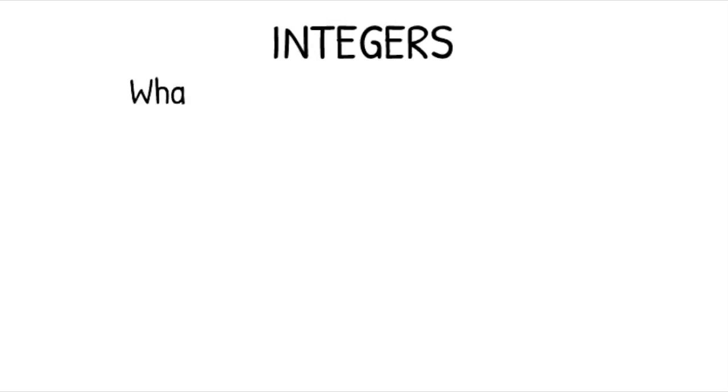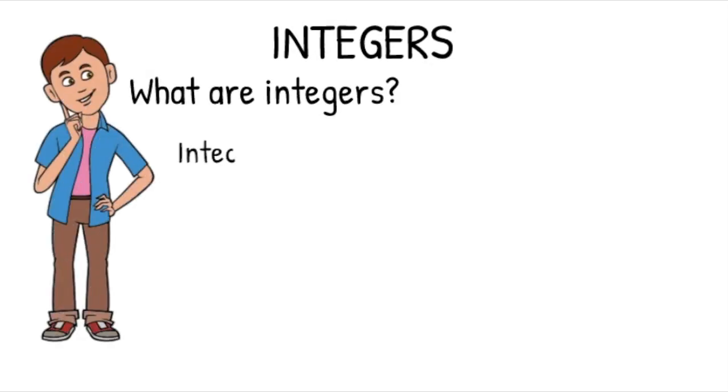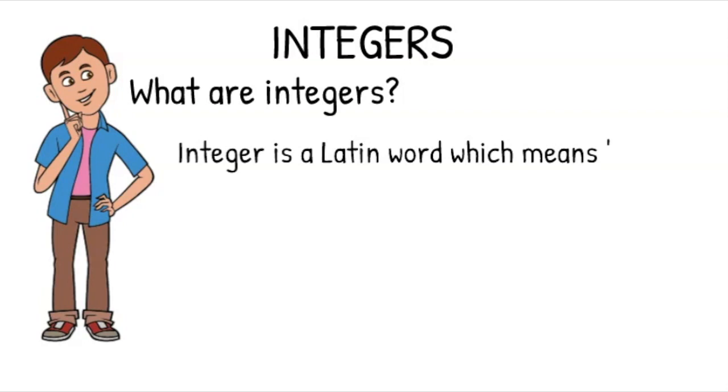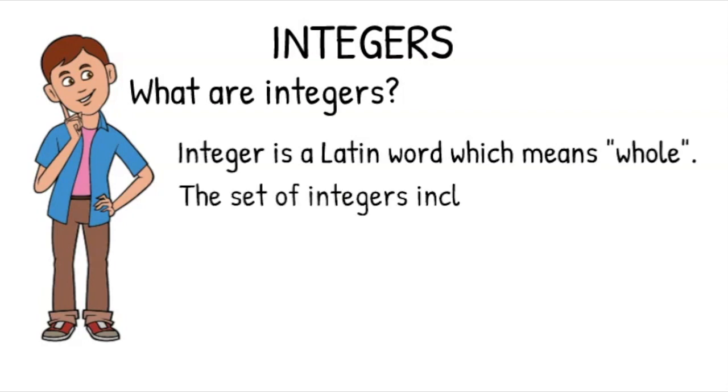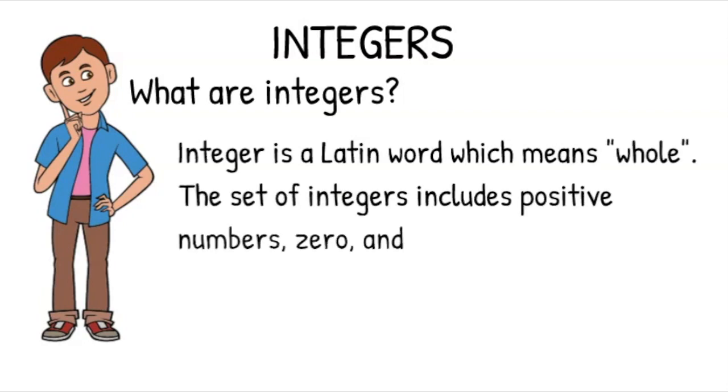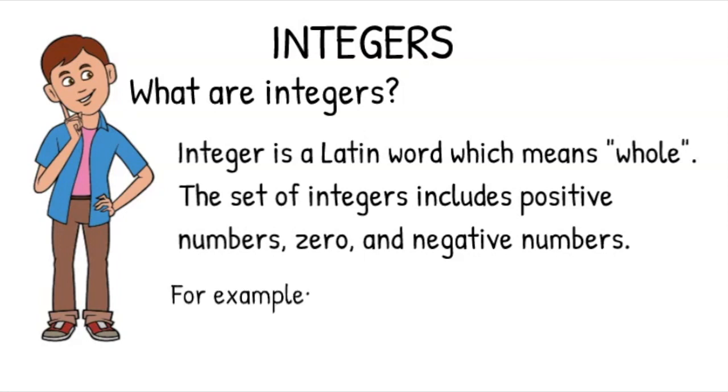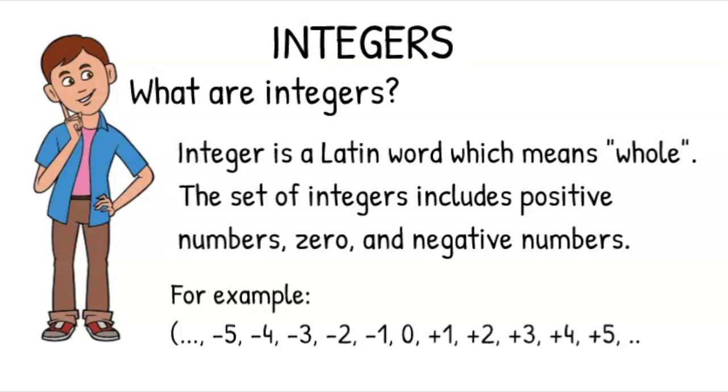Our topic for today is about integers. What are integers? Integer is a Latin word which means whole. The set of integers includes positive numbers, zero and negative numbers. For example, all the integers approaching negative and positive infinity including zero. See the below example from negative 5 to positive 5.